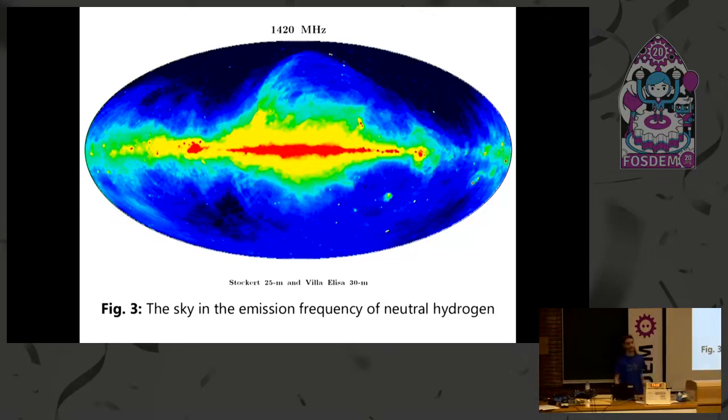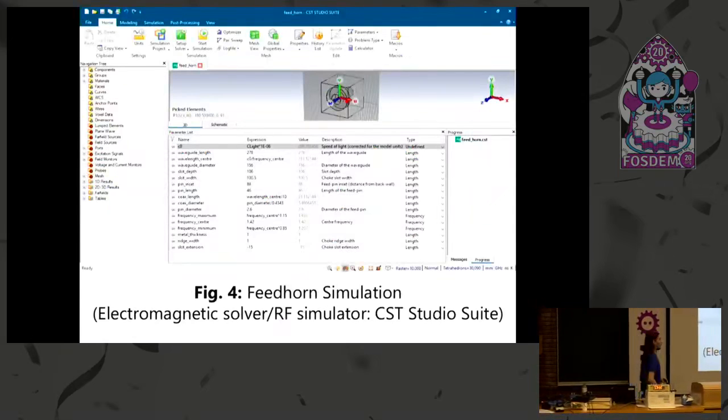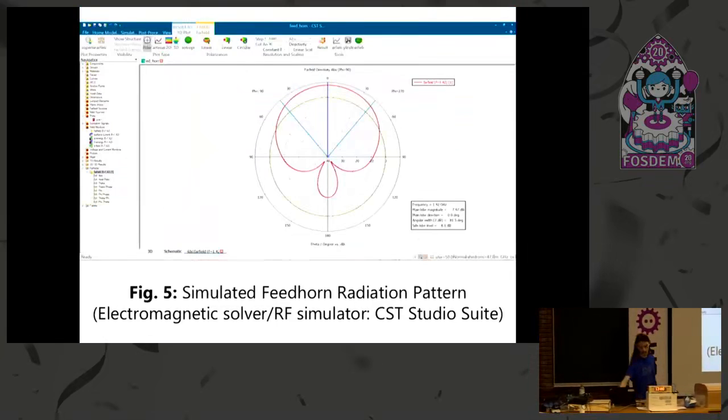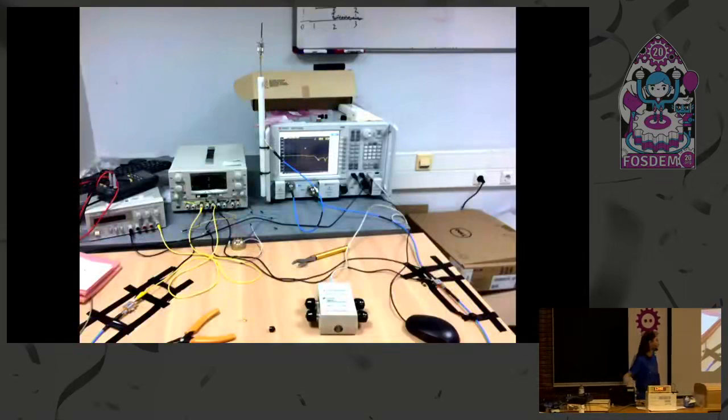So we wanted to build a radio telescope that can detect this very, very faint radiation and make it available to everyone to use online for free, without any registration, advertisements, or anything like that. So we began with some simulations for the antenna. This is a feed-horn simulation using electromagnetic solvers. This is the simulated radiation pattern. And after that, we decided to build the antenna and got it measured in the lab.